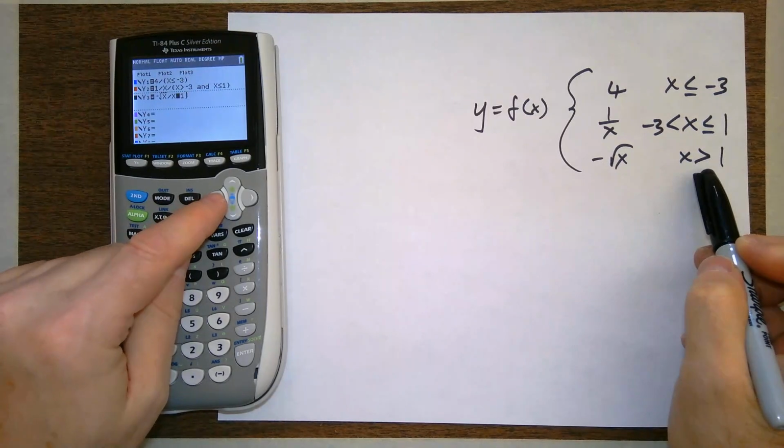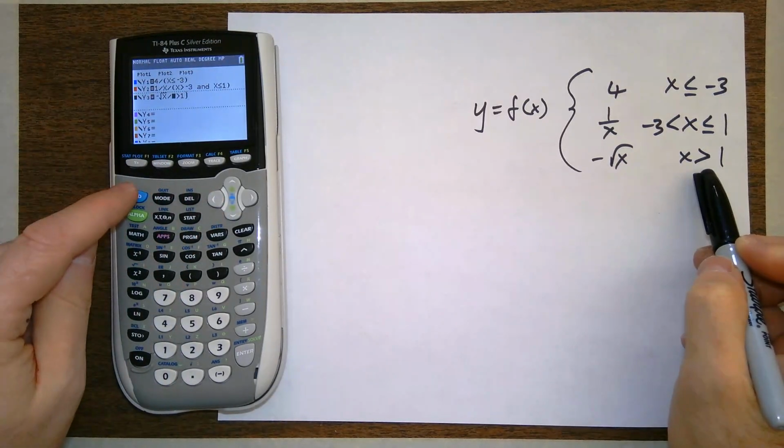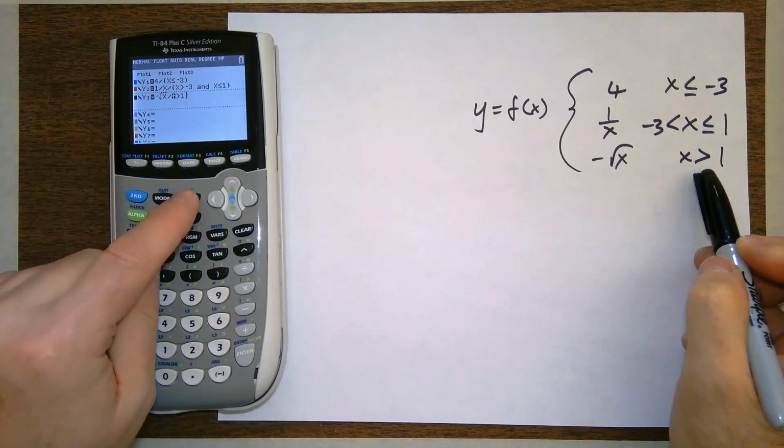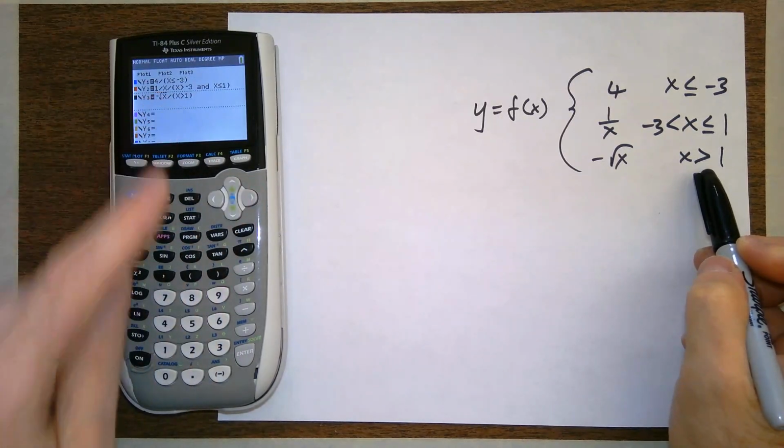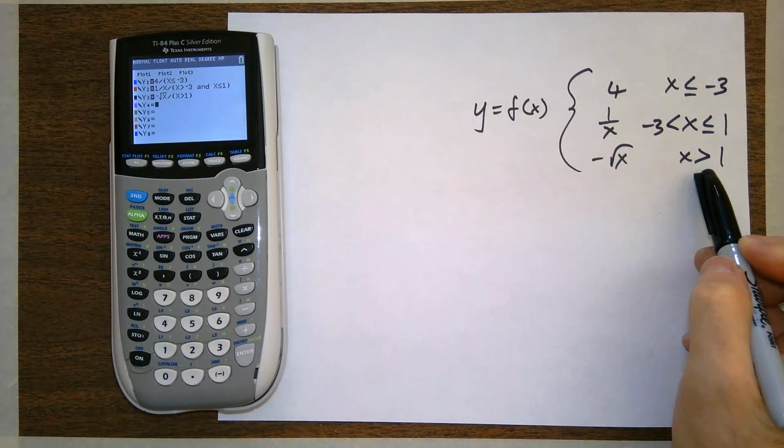Oh, I didn't put the parentheses in there. Oh, make sure you put the parentheses in there. So I'm going to go to Shift Delete, which inserts something. Open parentheses, and there we go. Now the condition is in parentheses. There we go. So now if I hit graph, I know it's already at a standard viewing window.